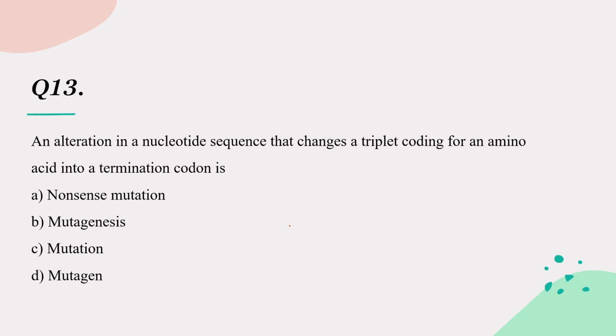This is an alteration in a nucleotide sequence that changes a triplet coding for an amino acid into a termination codon. Is it nonsense mutation, mutagenesis, mutation, or mutagen? What will it be called? Okay, just wait for 1 minute. I think the network is slow.